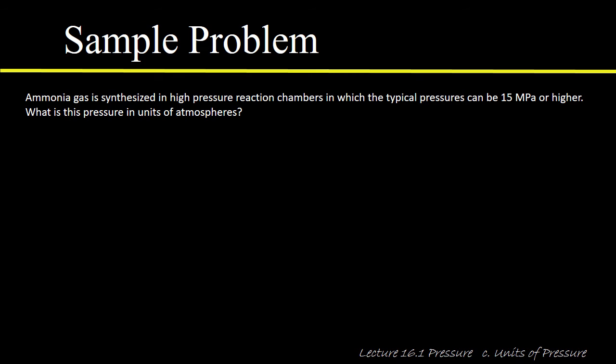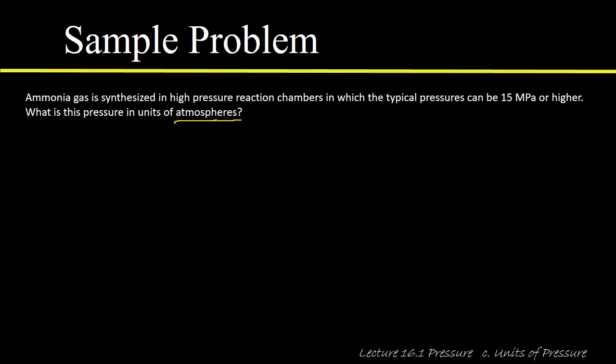All right, let's dive in and try a sample problem here. This first one says that ammonia gas is synthesized in high-pressure reaction chambers in which the typical pressures can be 15 megapascal or higher. What is this pressure in units of atmospheres? As I mentioned earlier, atmospheres is the unit used most commonly in chemistry. So if we're going to do some kind of a calculation of the number of moles of ammonia in this reaction, we'd probably want to convert this to atmospheres.